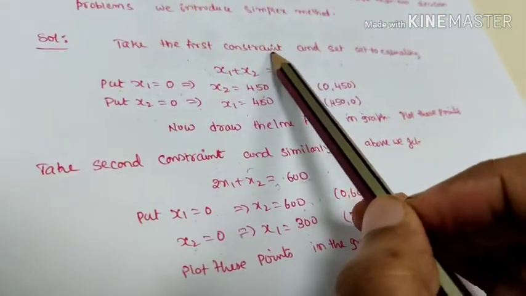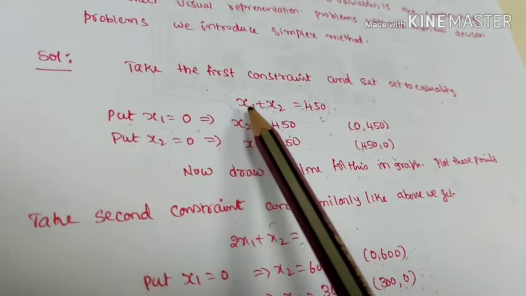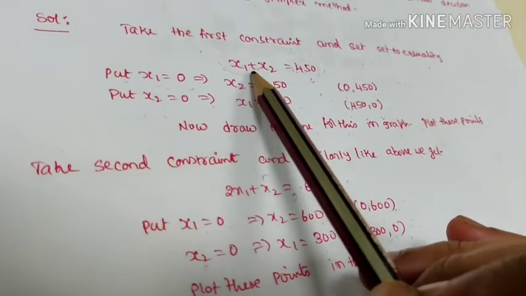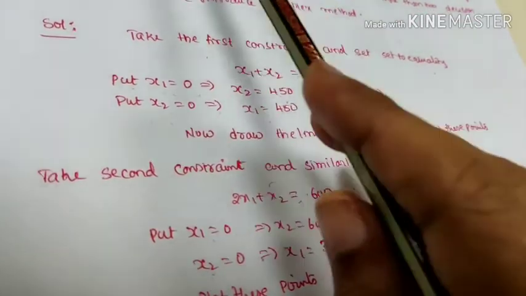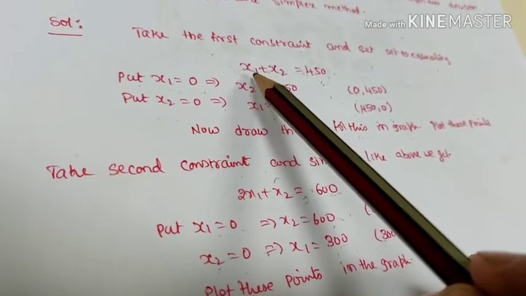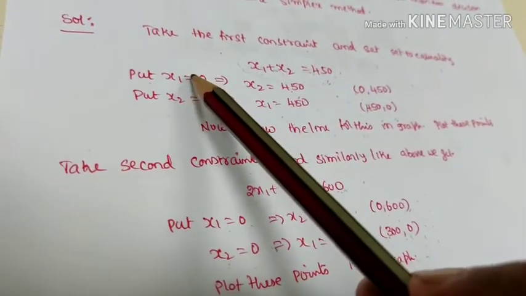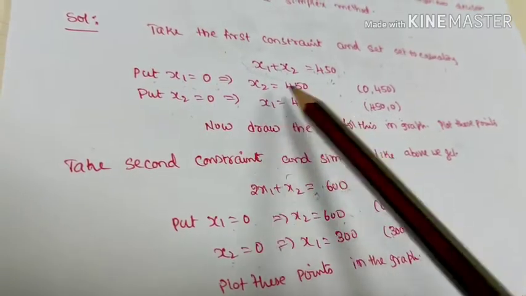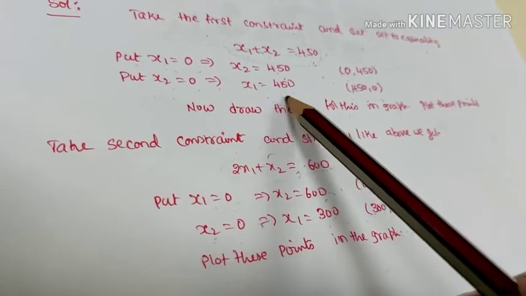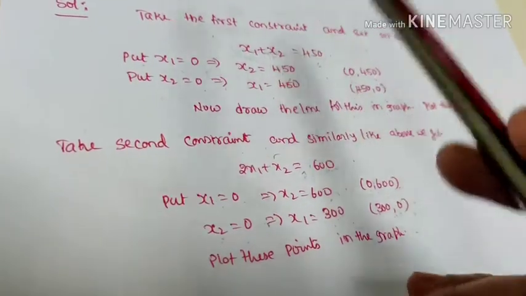Take the first constraint and set the inequality to equality. So here the first constraint is x1 plus x2 less than or equal to 450. So put the inequality to equality: x1 plus x2 equal to 450. So find the points. Put x1 is 0, x2 is 450. Like that, put x2 equal to 0, you will get the point for x1. So these are the 2 points for this line to plot on the graph.